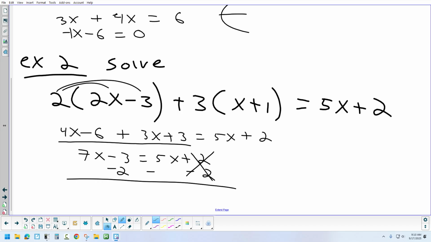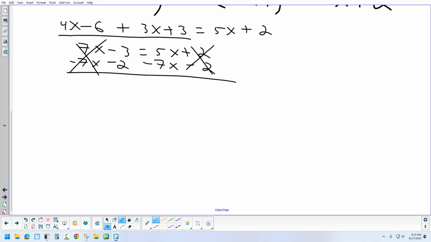Okay, so we're going to subtract the 5x from both sides. Or no, 7x. You want to do the 7x? Okay. I think it's a better choice. The choice isn't wrong, it's just going to lead to an extra step. So 7x gone, 2's are gone. Negative 3 minus 2 will give us negative 5. And 5x minus 7x gives you negative 2x.